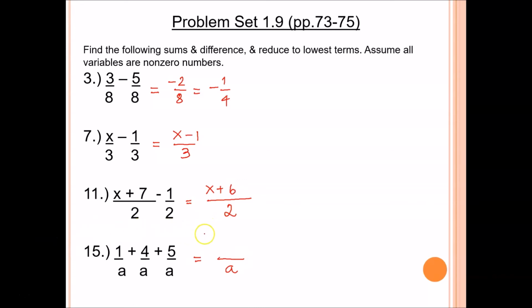Okay, for number 15, here you see the denominator is a, so we just simply combine the numerators. So 1 plus 4 is 5, plus 5 is 10. So our final answer is 10 over a.